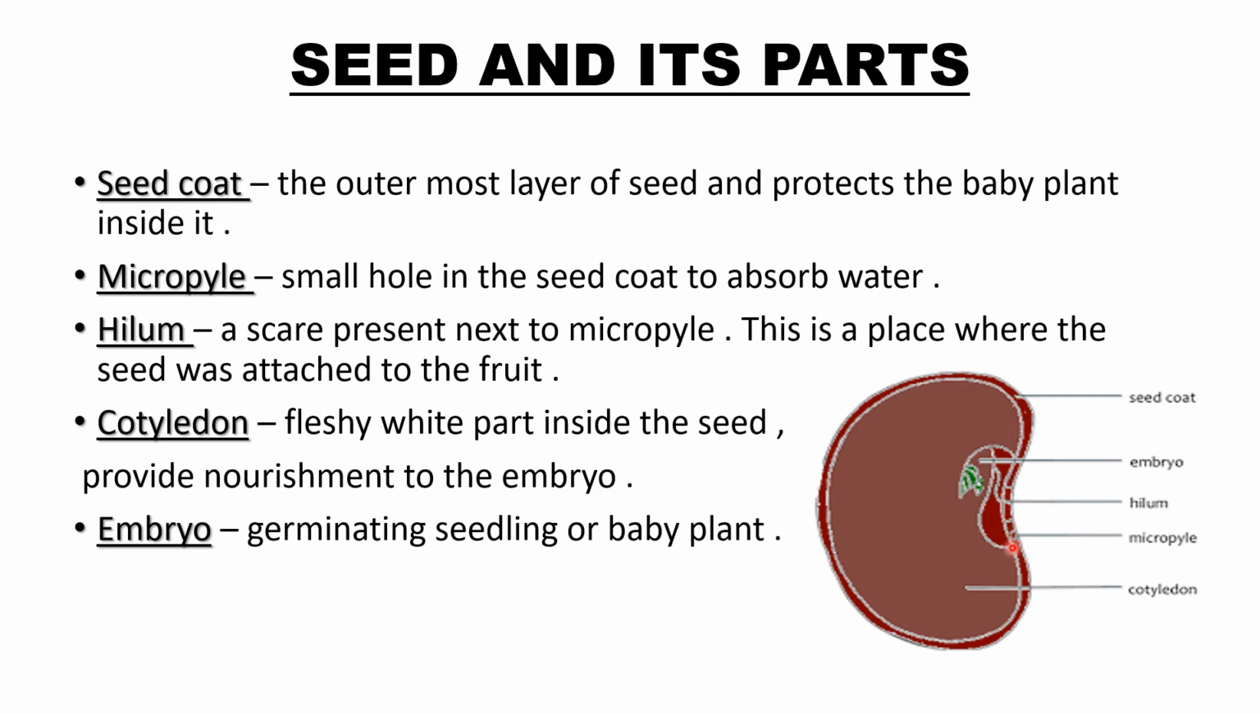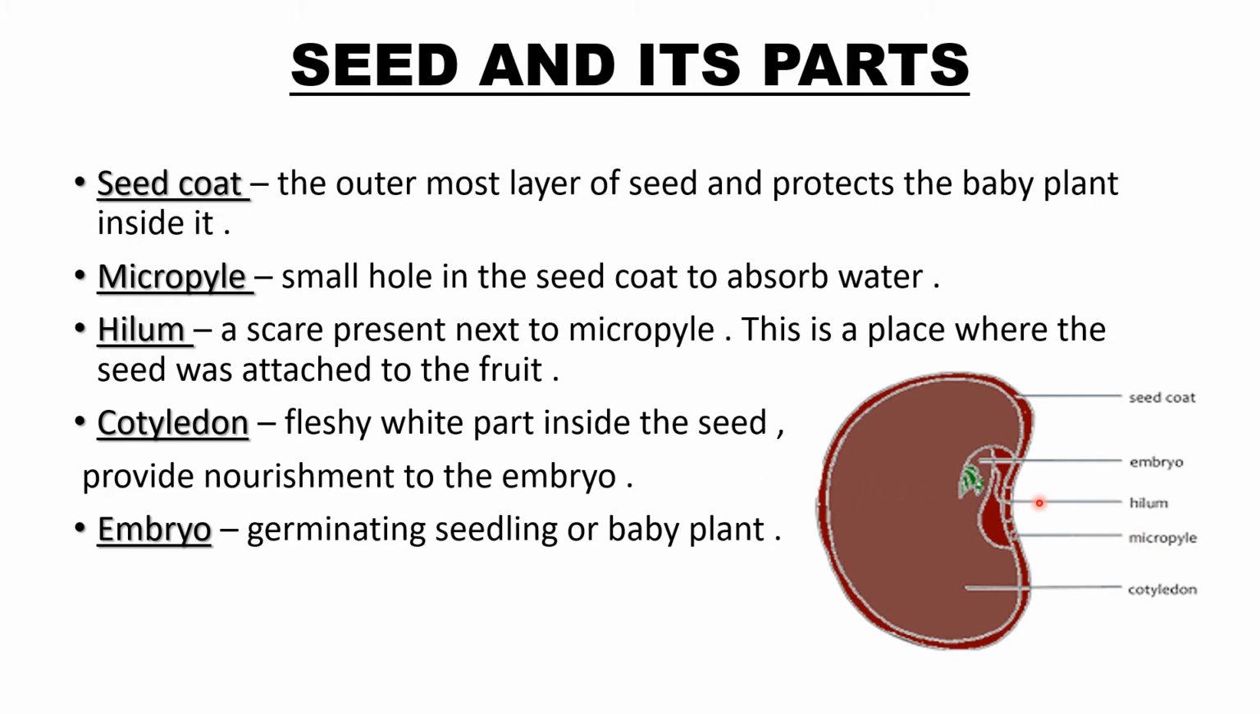Now then comes the micropyle. It is a small hole in the seed coat. This helps the seed to absorb water. You all know that water is necessary for everyone. In the same way, for a seed also, water is needed for its growth. So water enters the seed through this small opening called the micropyle.